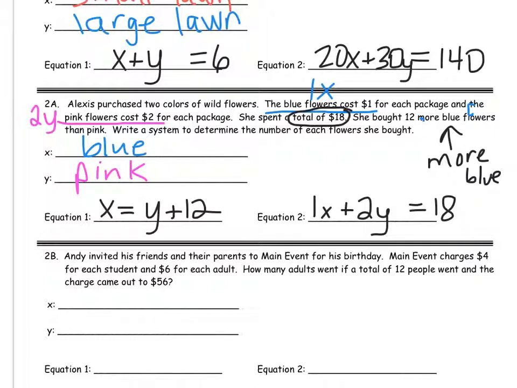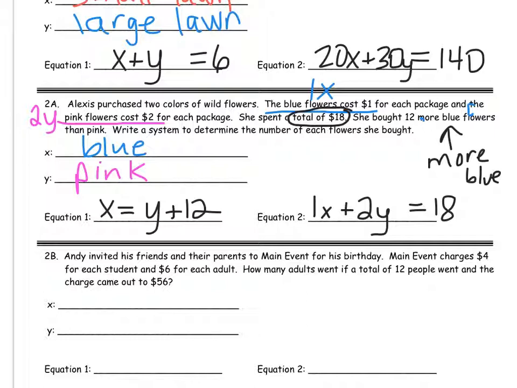My second equation was a comparison. So what I went and notated was which one had more. Well, she bought more blue flowers. So my blue flowers X will be alone on one side of the equation, and it equals the Y, pink flowers, plus 12. Okay, let's go ahead and look at the next one.